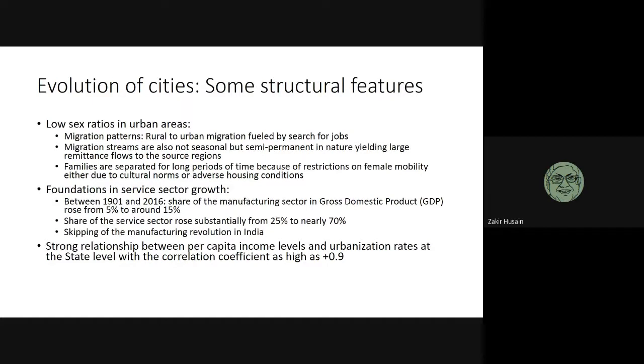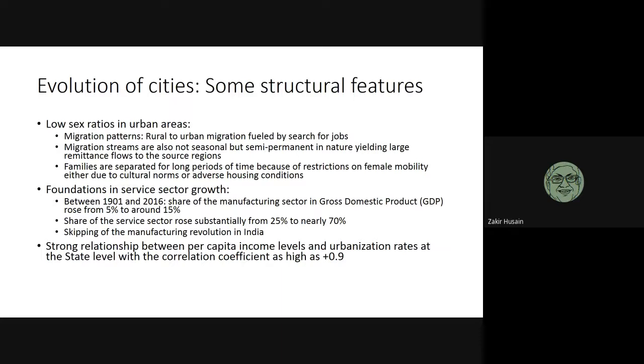So in India, what happened was there was a skipping of the manufacturing revolution. In other countries, mainly in Europe, the economy made a transition from agriculture to manufacturing and from manufacturing to services. In case of India and many developing countries, the transition was from the first to the third stage directly.